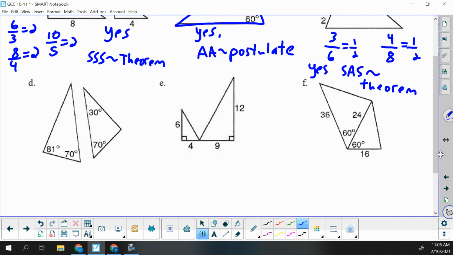In our next one, we don't have any sides, so the only thing we can possibly work with is angles. So we have 70 and 30 is 100, meaning that this has to be 80. If that's 70 and 81, that means that this one would have to be 29 degrees to equal 180. Well, we only have one set of congruent angles, so that's not enough, so this one would be a no.